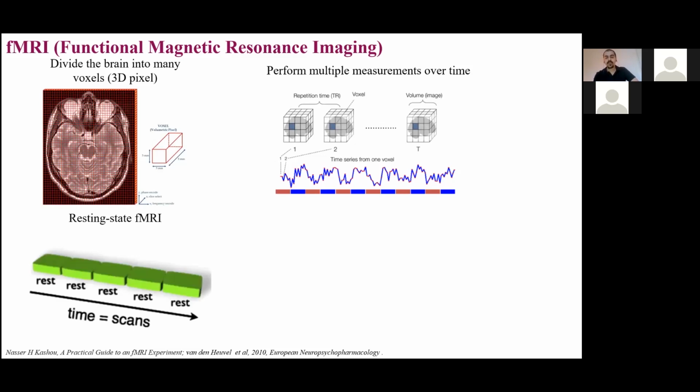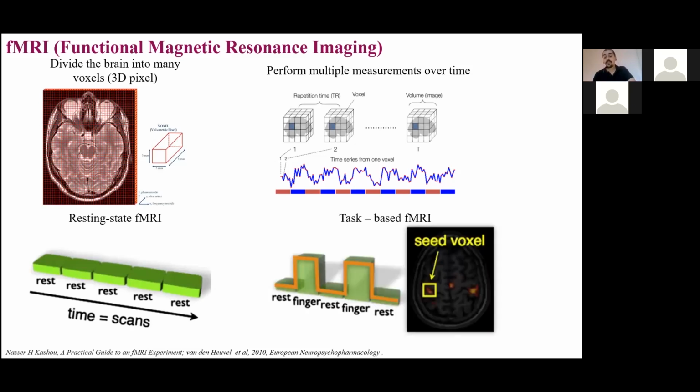However, fMRI is not only taken during a task, but also in the resting state, where patients are in general instructed to lie down, and people just take the spontaneous activity of their brain. On the other hand, people sometimes are put into a task-based paradigm, where you have blocks of rest and then blocks of some activity, in this case finger tapping, and therefore you are going to see which voxels are activated while doing that particular activity.